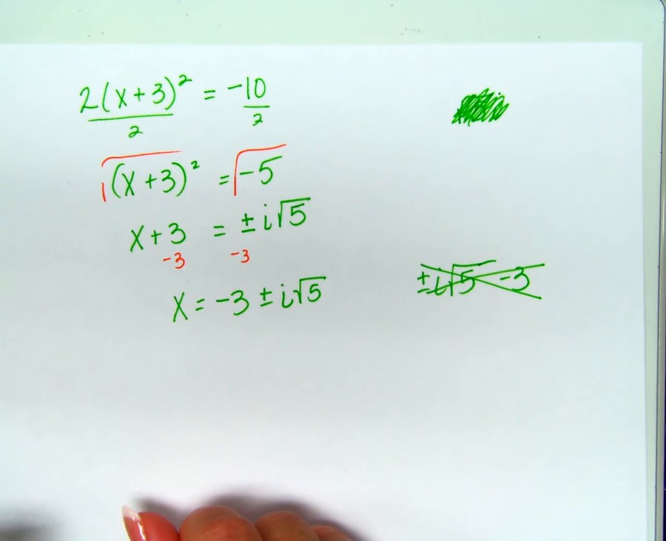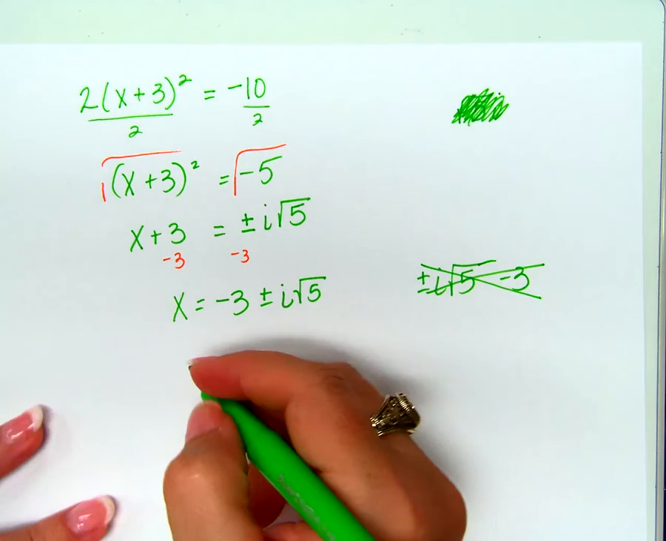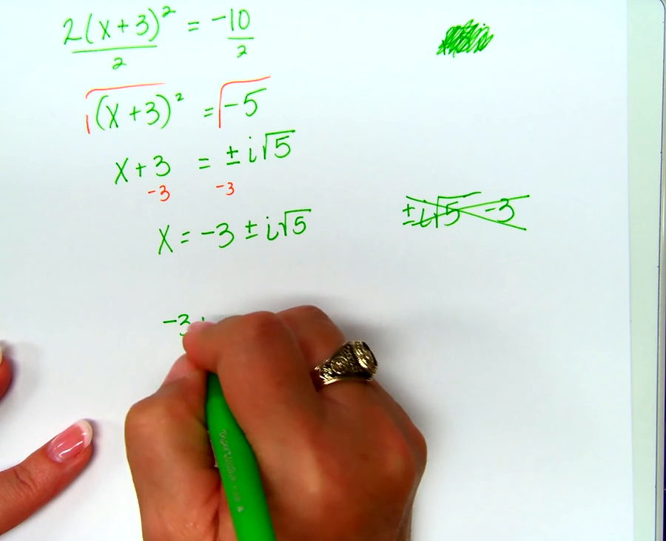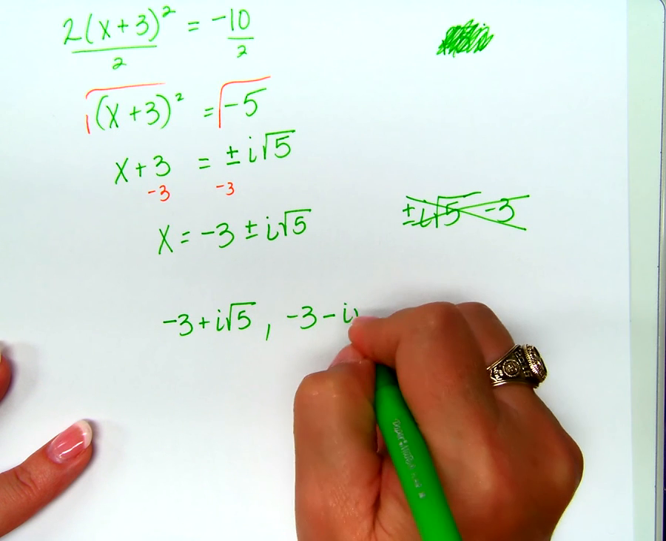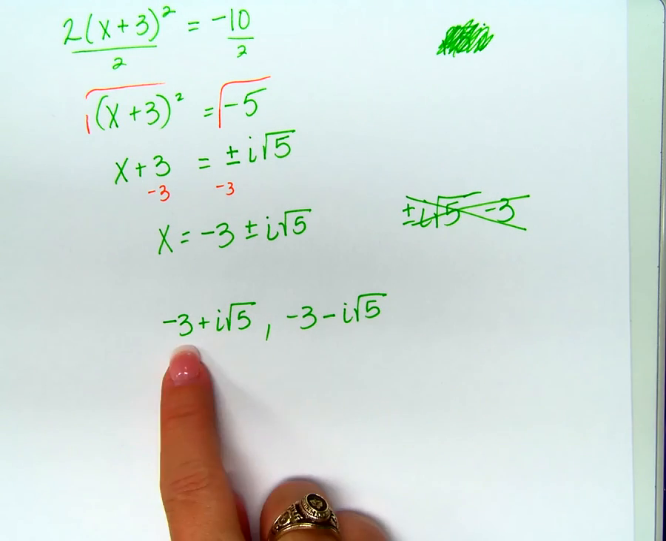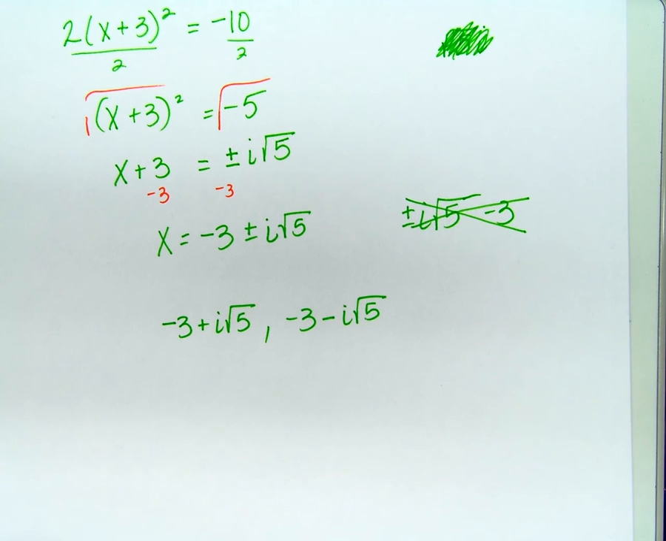So if you wrote it in complex, it would just be x equals negative 3 plus i root 5, and then the other would just be negative 3 minus. So if you want both answers separately, it would be negative 3 plus i root 5 and negative 3 minus i root 5. Yeah, that's a good question. Okay, those are your two answers that we knew we needed to get. Okay? Any other questions?